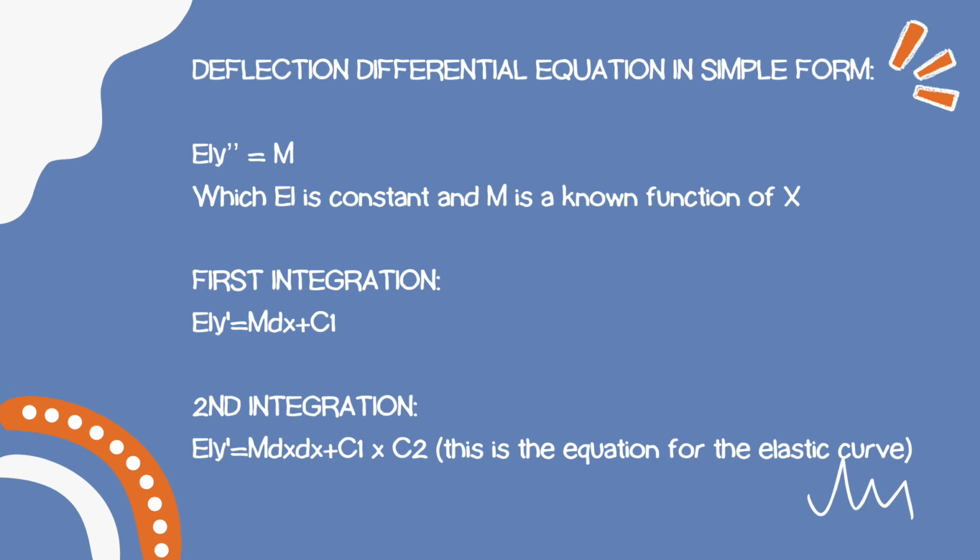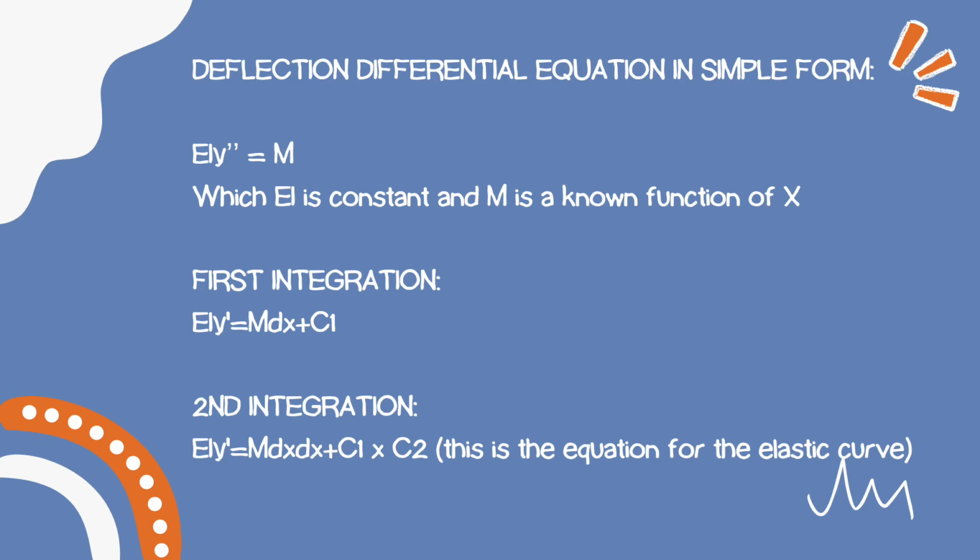First integration. EI times the first derivative of y with respect to x is equal to the integral of the bending moment M dx plus a constant c1. E is the modulus of elasticity, I is the moment of inertia of the beam's cross-section, y is the deflection of the beam, M is the bending moment, dx represents an infinitesimal change in the length along the beam, and c1 is a constant of integration.